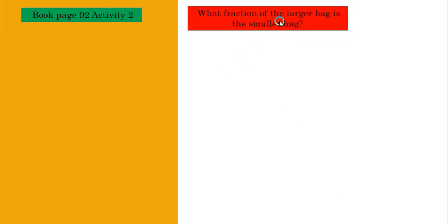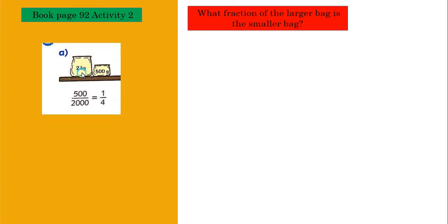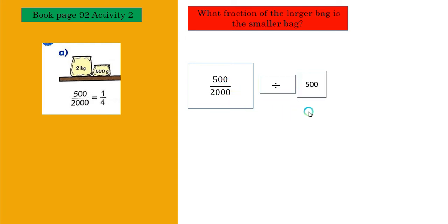Now, what fraction of the larger bag is the smaller bag? So we have here 2,000 grams and 500 grams. The large bag is 2,000 and the small bag is 500. So 500 over 2,000, divided by 500, the answer is 1/4.